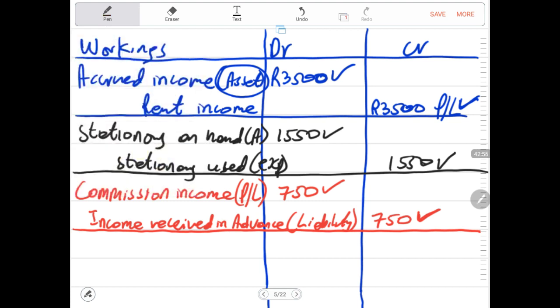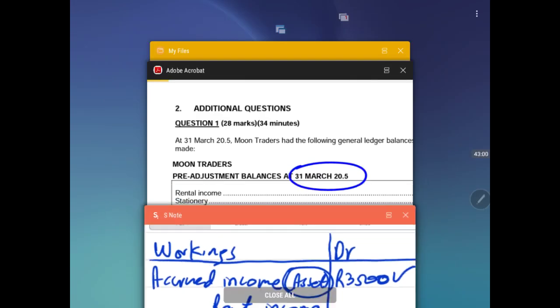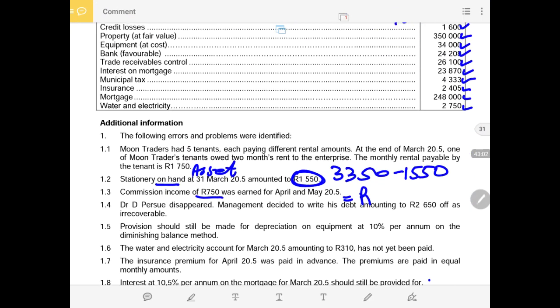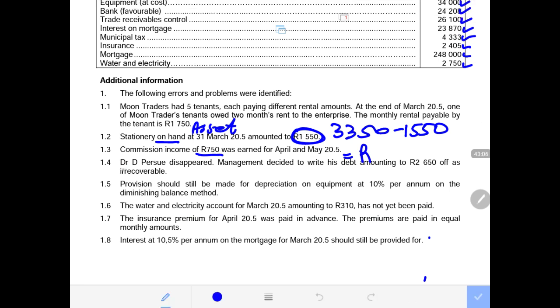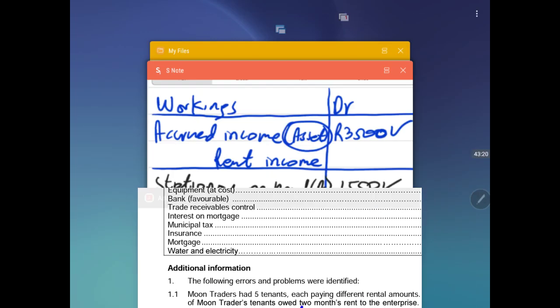Then now we continue on that same note to the next adjustment. The next adjustment is adjustment number 1.4. Only 4 adjustments left. Dr. D. Pesu disappeared. Management decided to write off his account of 2,650 as irrecoverable. This is what we call a bad debt.